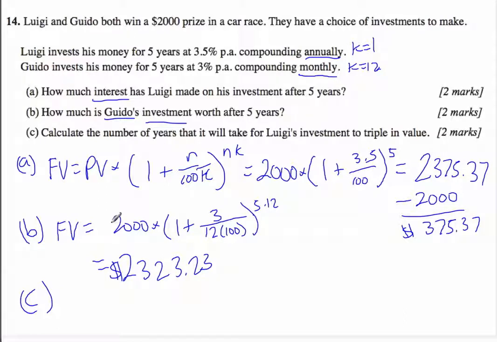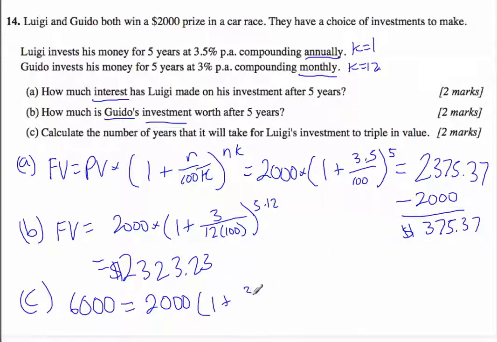Part C. Calculate the number of years that it will take Luigi's investment to triple. So Luigi's investment, if it triples, then that's $6,000. So we're calculating when that will be tripled. So let's use the formula.